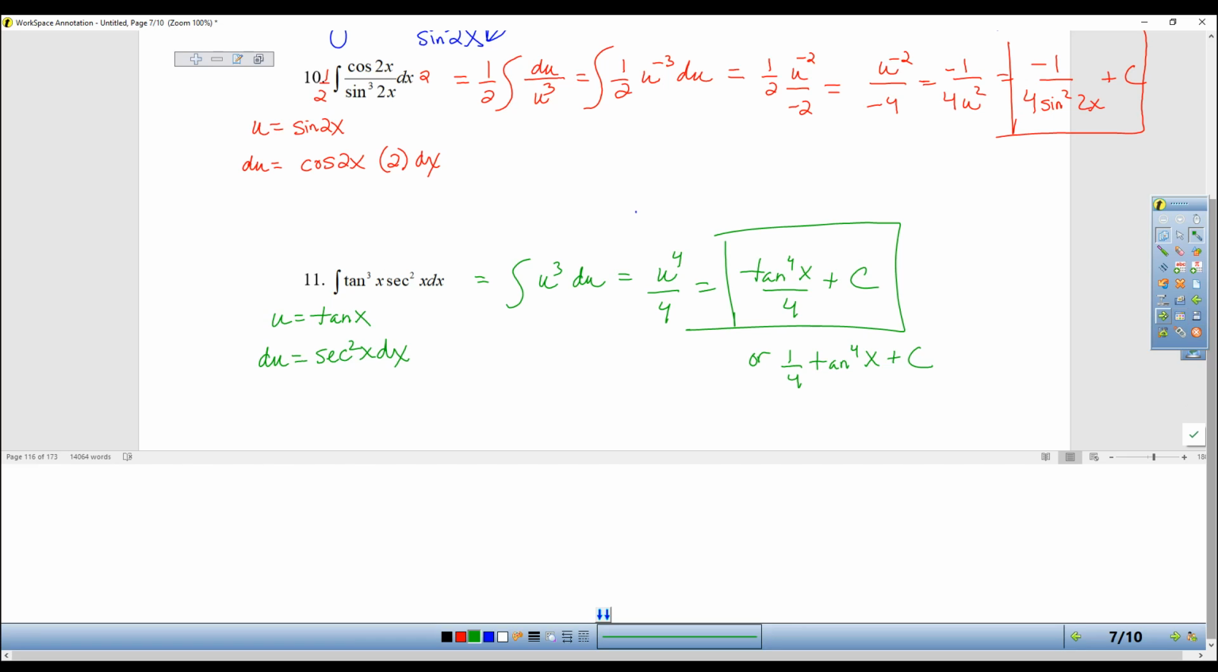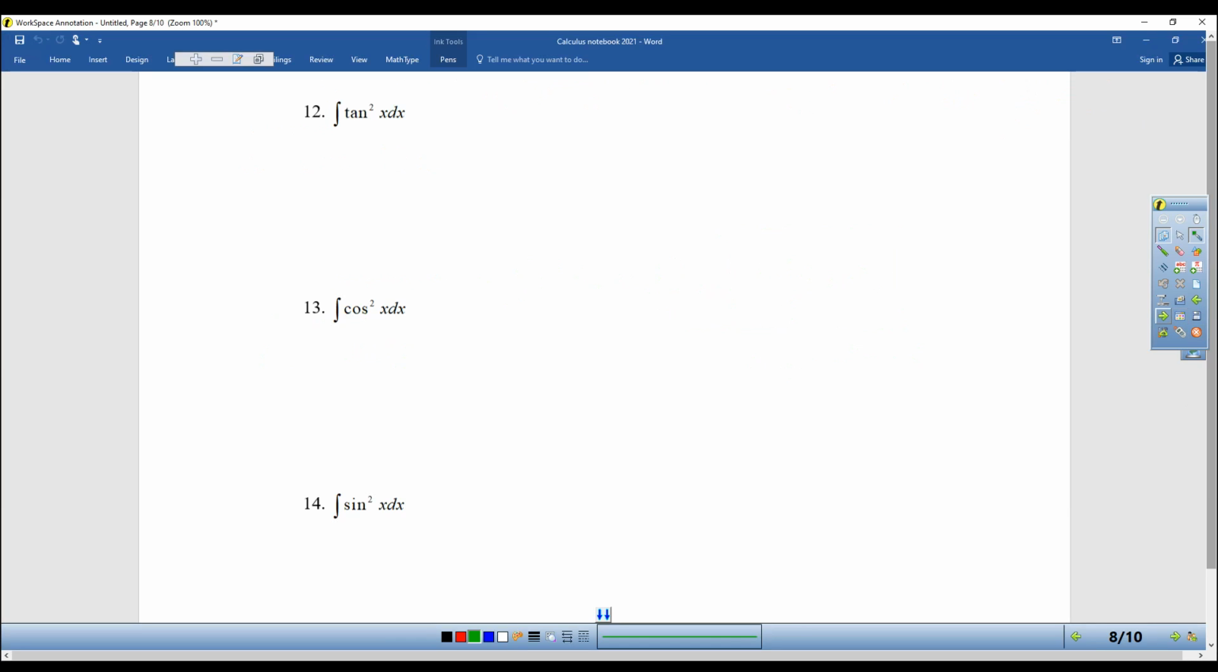All right. That was a little break before the hard ones. Are you ready? This one is especially hard for people because you have to use a trig identity. You have to use the fact that 1 plus tangent squared x is equal to secant squared x, which means that tangent squared x is equal to secant squared x minus 1. That's the only way I know of to do this problem.